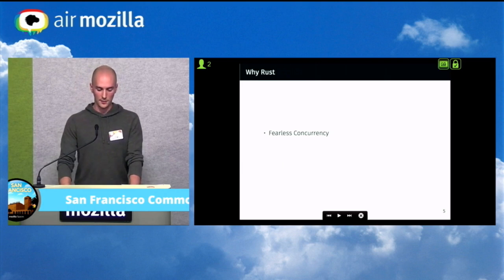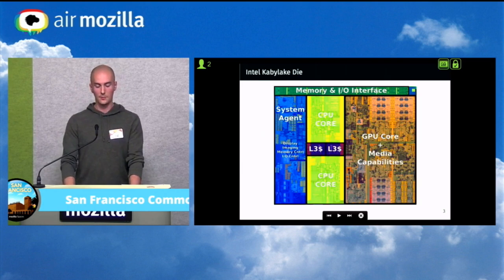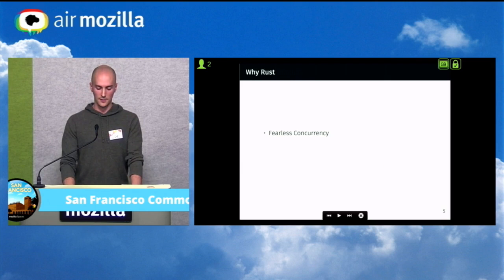Why Rust? There's two CPU cores here. We should be able to use both of them really easily. CPU cores are probably going to continue to increase, and we should be using them, and we shouldn't be fighting with bugs related to concurrency when there's a language like Rust that makes it so easy to avoid them.